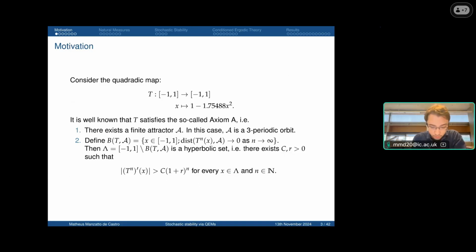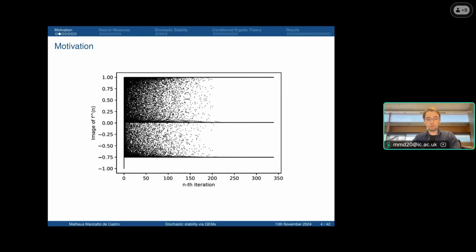What is worth mentioning here is that this basin of attraction will have full Lebesgue measure. However, there will be a set here which is responsible for all the chaotic behavior. There will be a Cantor set here, on which the dynamics under this Lambda will be chaotic.